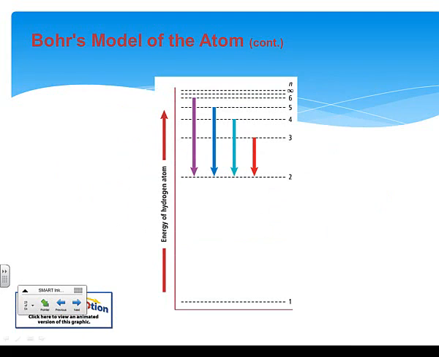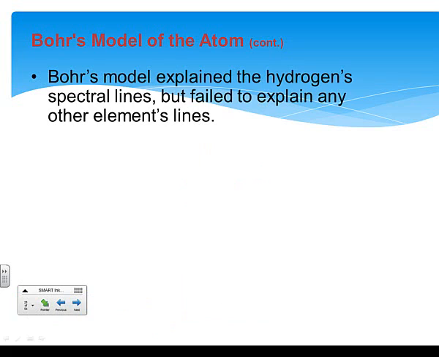And here it is again to show you. The ground state is 1, down here at the bottom. When energy is added, the electron will jump all the way up to the 6th level, and when it comes back down from the 6th, it emits a purple. When it jumps to the 5th and comes back down, it's this blue, then this blue-green, and then this red, depending upon what energy level the excited electron jumps to. That's Bohr's model of the atom.